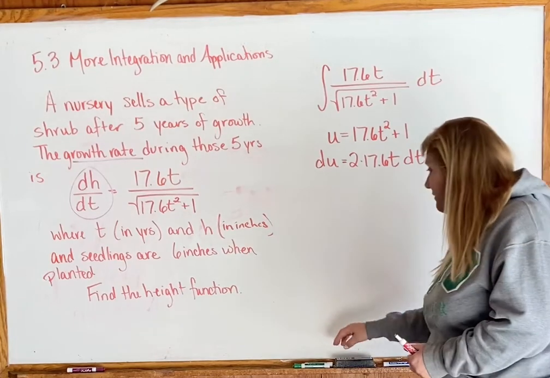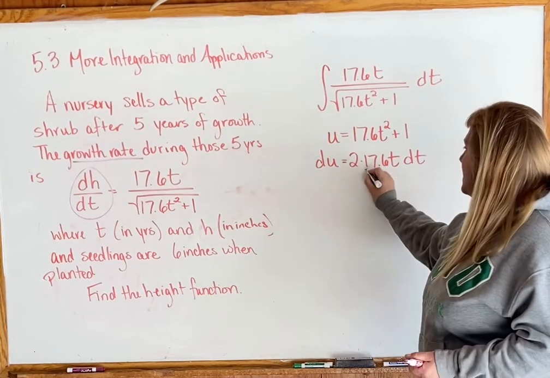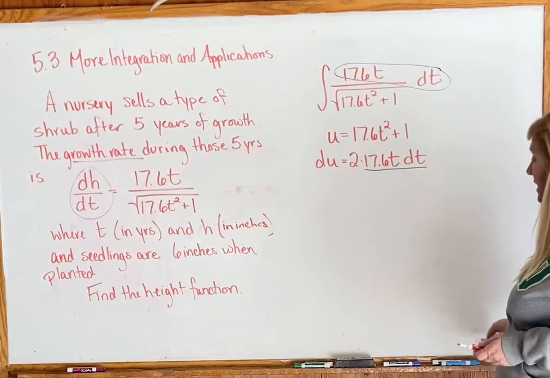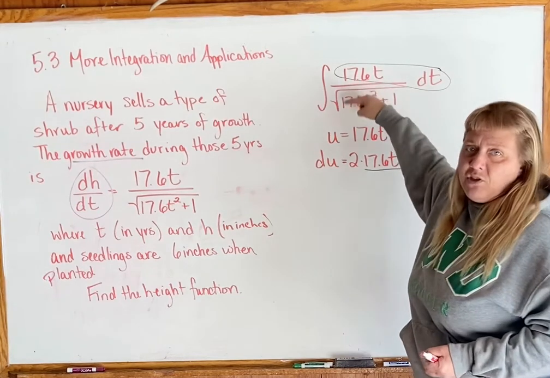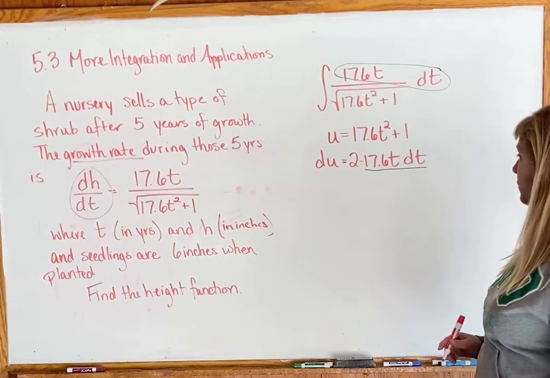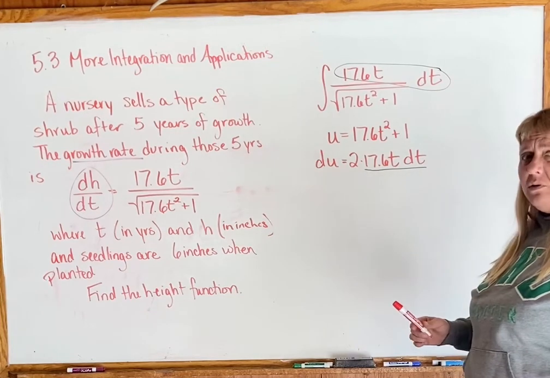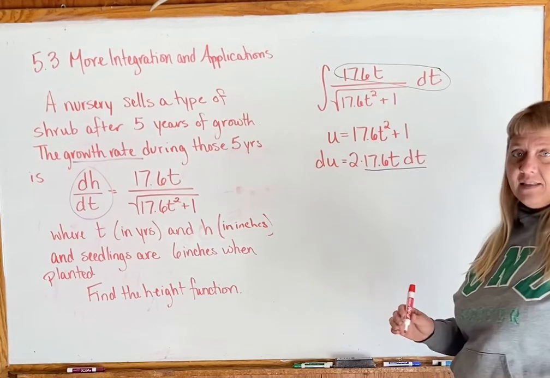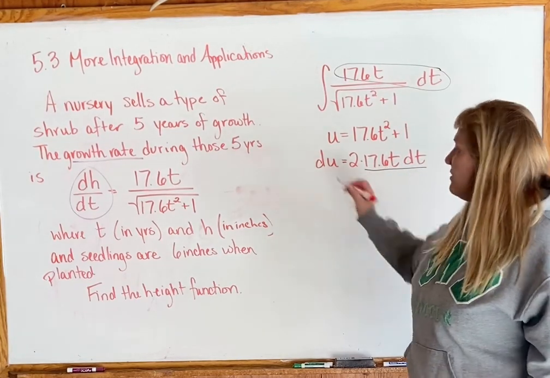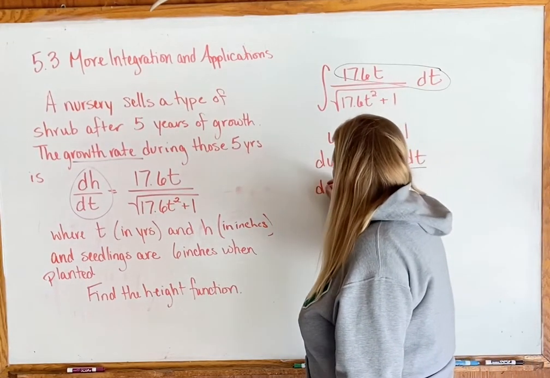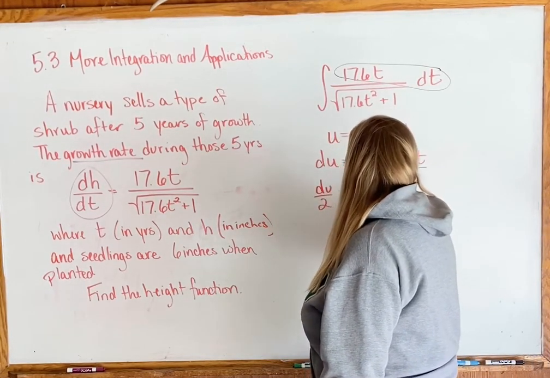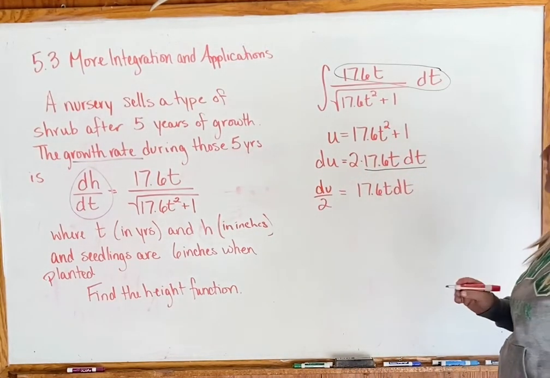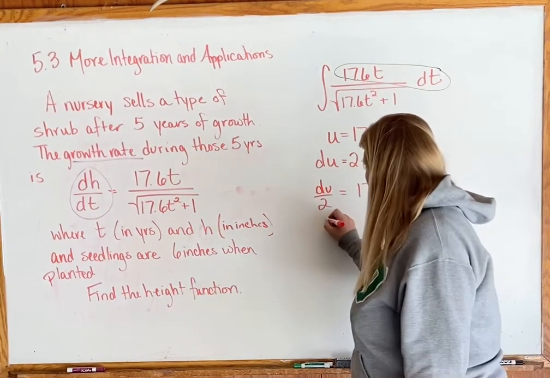The reason we're leaving it is because in the problem up there, do you see the 17.6t dt? So the fact that we have matchy-matchy here really works for us. If I multiplied through, then the number isn't quite so clear anymore. So I don't multiply through, and then I can see that substitution. So what I need to do is just divide out the 2 to the other side. So we'll have du over 2 equals 17.6t dt. Now the substitution will look much better.